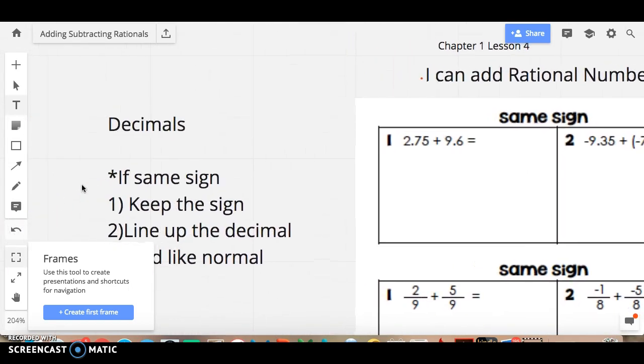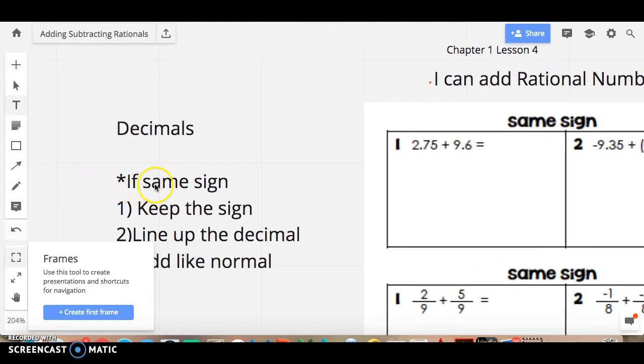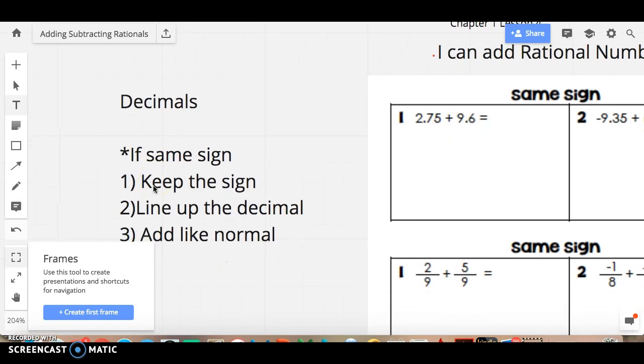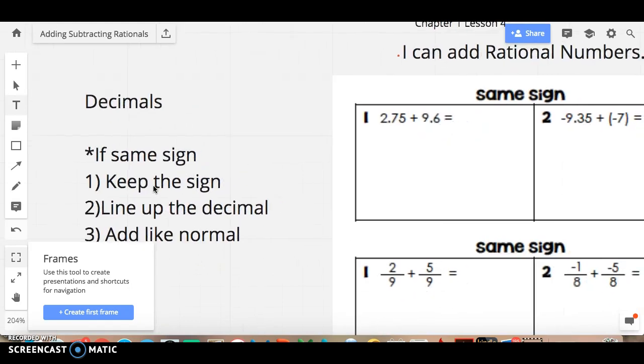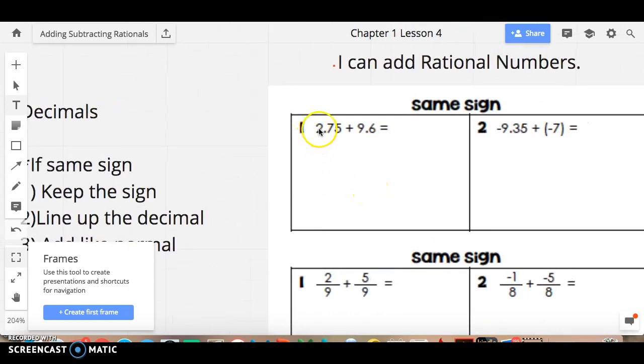First, we're going to work with decimal numbers that have the same sign. I want you to fill out these notes at home. If the numbers have the same sign, then you keep the sign, you line up the decimal, and you add like normal. So let's give it a try. These two are both positive numbers. They're both hills. So I'm going to keep the sign, line up the decimal, and add like normal.